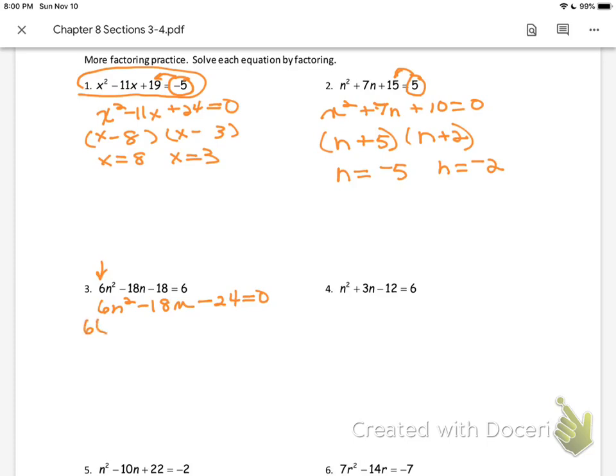Okay, 6 can come out. That gives me n squared minus 3n minus 4. Keep your 6 out here. It is not a factor. There is no variable there. Then factor the inside. It multiplies to a negative 4 and adds to a negative 3, and that's going to be negative 4 and positive 1. So my factors will be n equals 4 and n equals negative 1.